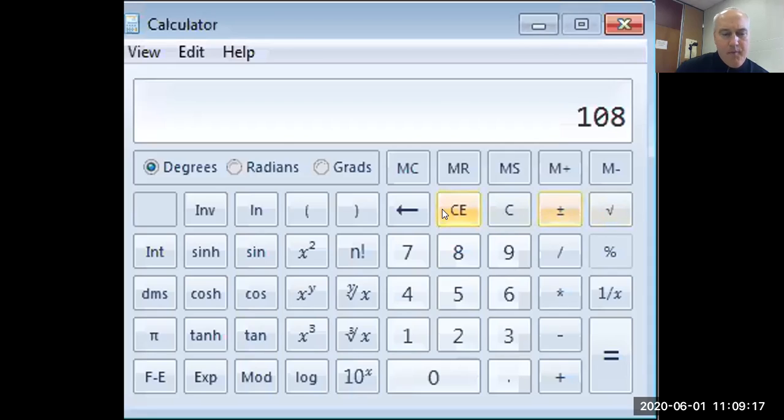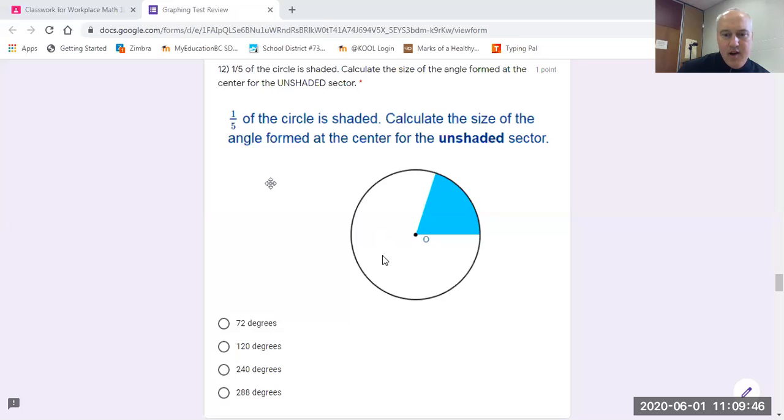So if we go and shift to our calculator, once again, if we have 1/5 that is shaded, then the other 4/5 must be unshaded. So we're going to take 4 divided by 5, and that tells me that the decimal equivalent of 4/5 is 0.8. I then need to multiply that by the 360 degrees that we have in a full circle, and that will give us the 288 degrees. So if I were to come back in here, what this is saying is that this is 288 degrees here, and that's why I would be clicking on that answer.